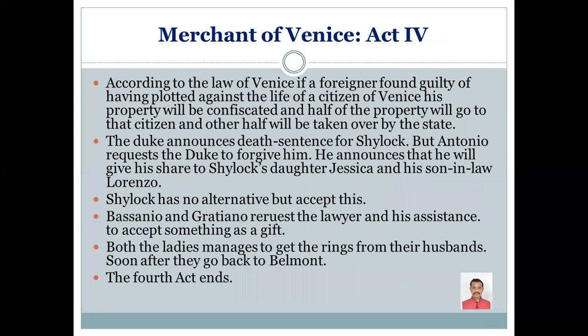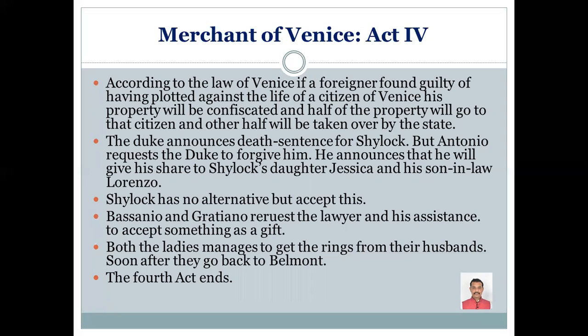Now in the next part of the fourth act, we watch that while further telling about her decision, she says that according to the law of Venice, if a foreigner is found guilty of having plotted against the life of a citizen of Venice, his property will be confiscated, and half of the property will go to that citizen, and the other half will be taken over by the state. So this was her judgment, this was her punishment for Shylock.